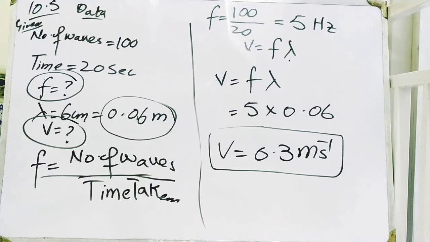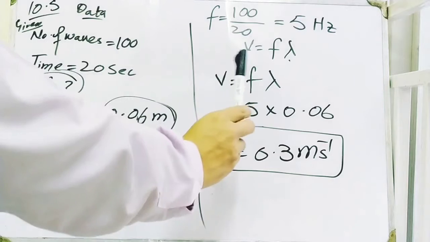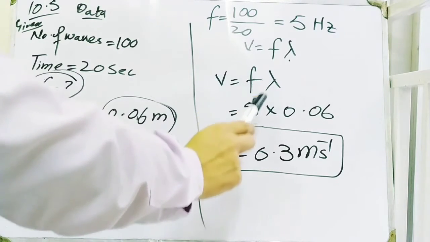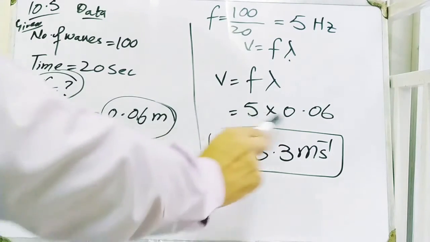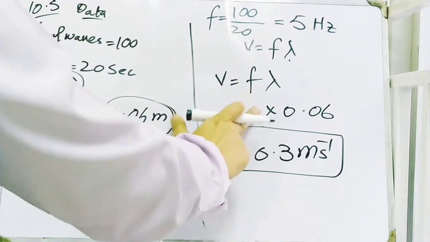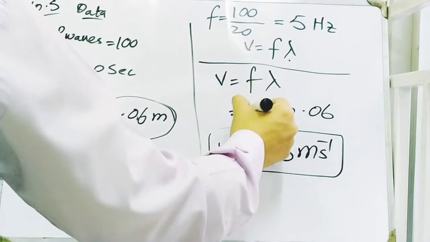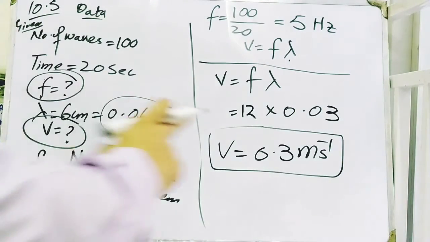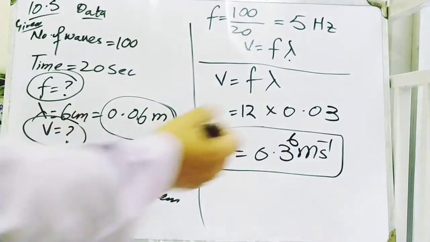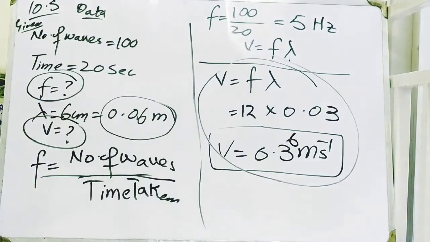10.6. A wooden bar vibrating on the water surface in a ripple tank has a frequency of 12 Hz. The resulting wave has a wavelength of 3 cm. What is the speed of the wave? You just have to put frequency equal to 12 and lambda equal to 3 cm, which will be divided by 100, so we have 0.03, and the answer will be 0.36 meter per second. So this is the smallest portion for the solution of 10.6.